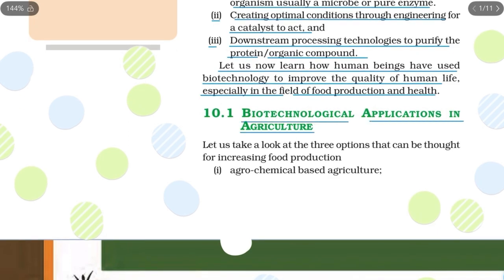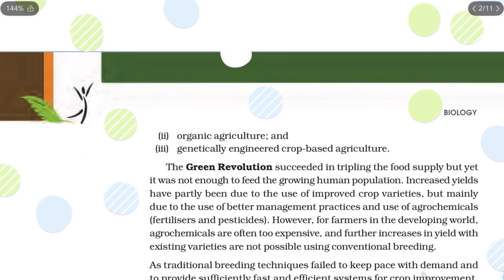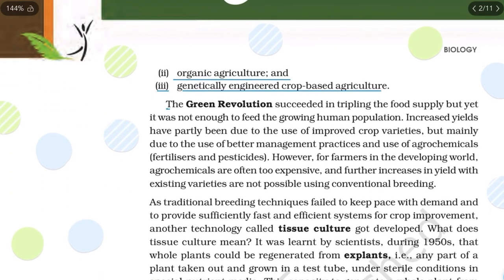Biotechnological applications in agriculture. Let us take a look at three options that can be thought of for increasing food production. First is agrochemical based agriculture, second is organic agriculture, and third is genetically engineered crop based agriculture. The Green Revolution succeeded in tripling the food supply, but yet it would not suffice to feed the growing human population.